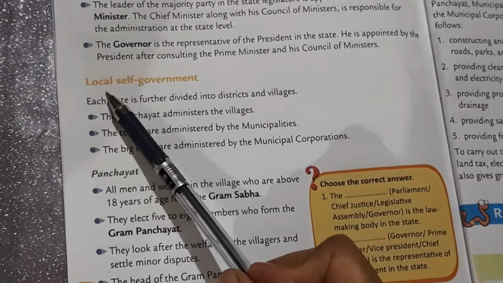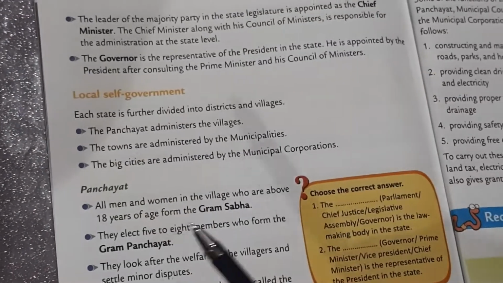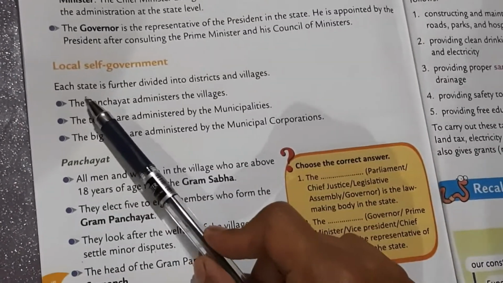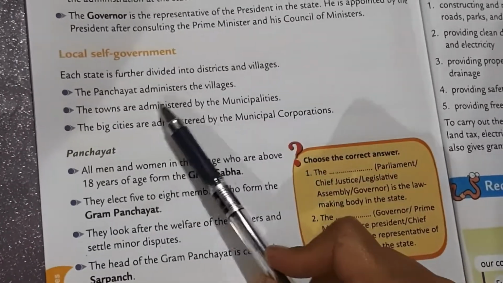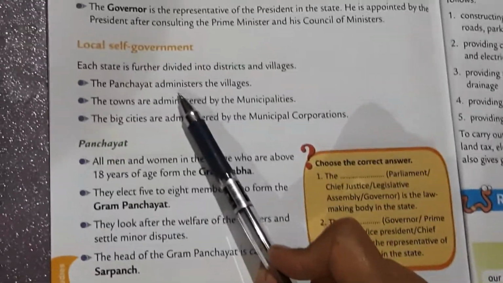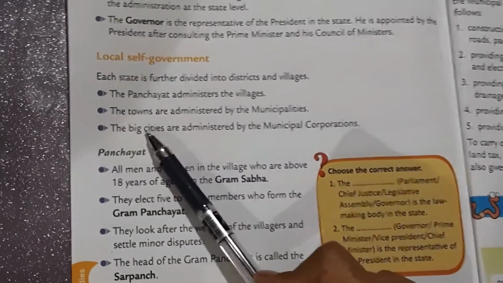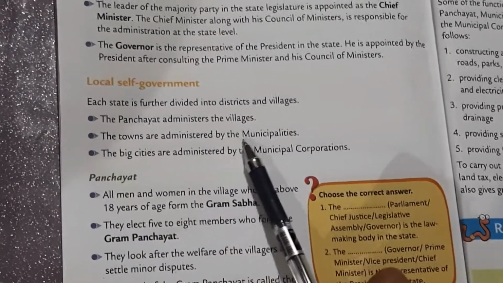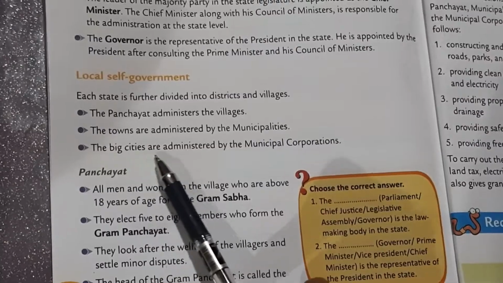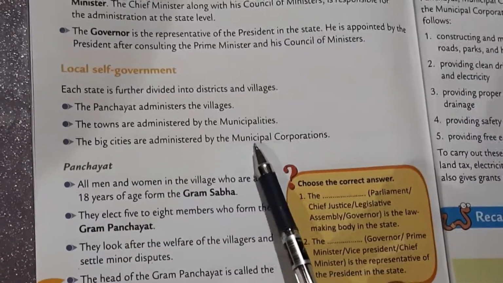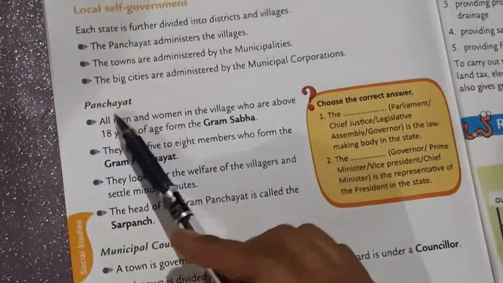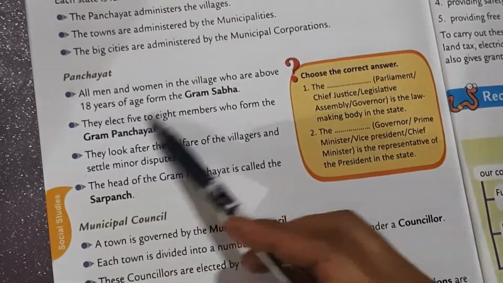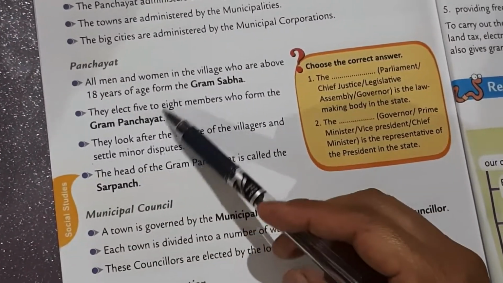Now the next topic is local self-government. Each state is further divided into districts and villages. The panchayat administers the villages. The towns are administered by the municipalities. Big cities are administered by the municipal corporation. The panchayat means the village councils.